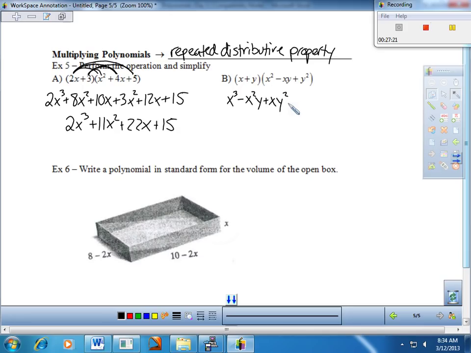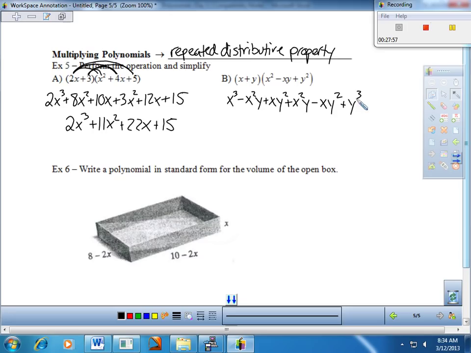So y times x squared. And if it's okay with you, I'm going to go ahead and just keep this in alphabetical order there. So y times x squared, there it is, right there. And in here, y times negative xy should be negative xy squared. Ooh, that's a good one. And then last there, y times y squared should be y cubed.